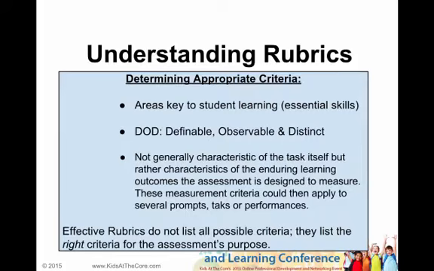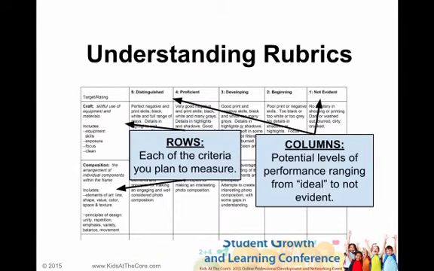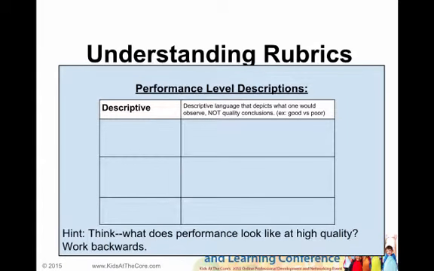I also want you to think about your rubric not listing every single possible criteria. This is obviously going to become burdensome for the teacher to implement, so rather think about what are the right criteria for this particular assessment's purpose, and let's focus on that. Okay, let's talk about the columns next. The columns are the different levels of performance, ranging from ideal to not evident at all. Each of these should be a descriptive language that should describe what one would observe.